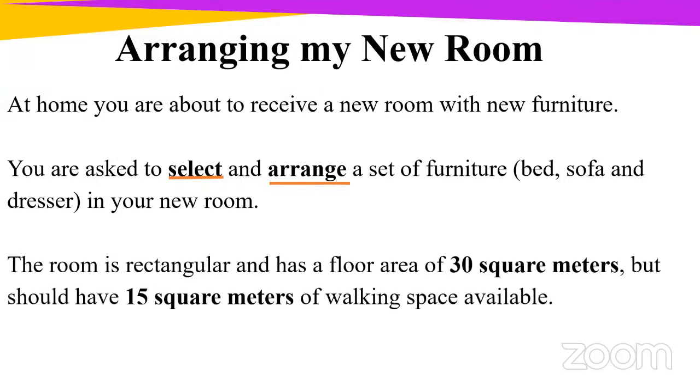The room is rectangular and has a floor area of 30 square meters, but should have at least 15 square meters of walking space available. Once again, the room is rectangular and has a floor area of 30 square meters, but it should have at least 15 square meters of walking space available. Let's see if we can pick up some keywords here in this sentence.